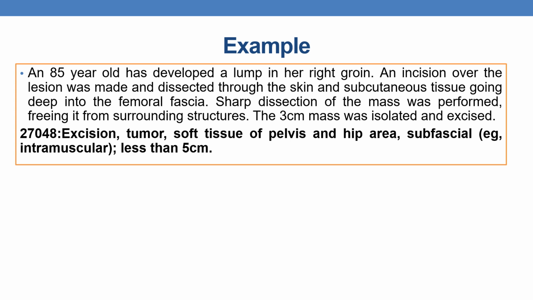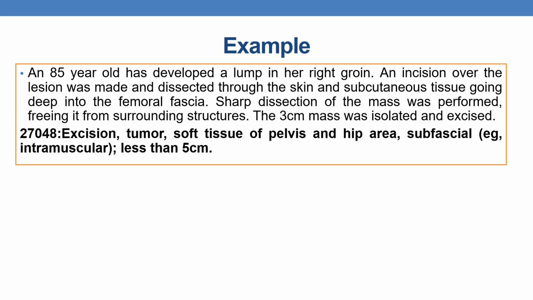Now let us see an example. An 85-year-old has developed a lump in her right groin. An incision over the lesion was made and dissected through the skin and subcutaneous tissue, going deep into the femoral fascia. Sharp dissection of the mass was performed, freeing it from surrounding structures. A 3 centimeter mass was isolated and excised.